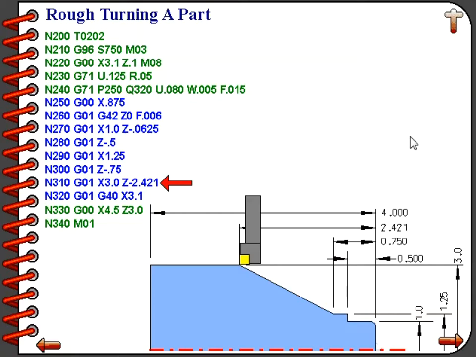Line number 320, still in linear interpolation mode, will also turn off tool nose radius compensation with the G40 command and we will feed safely off of the part to a diameter of 3.1 inches. And that's where we want to end our finish pass definition. Line number 330 rapids the tool back to the tool change position of X 4.5 inches in diameter and Z of 3 inches. And finally, line number 340 is our optional stop command.